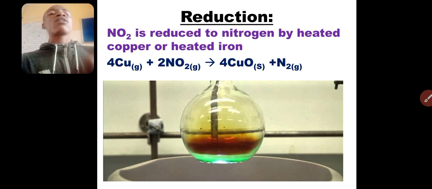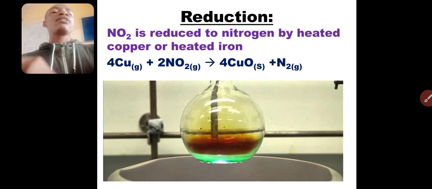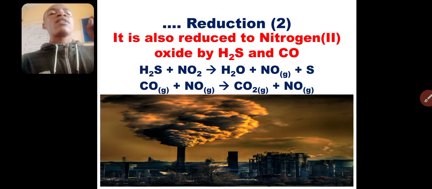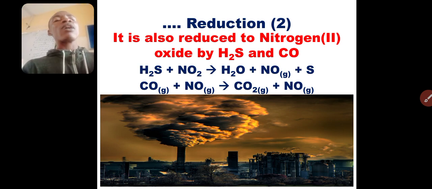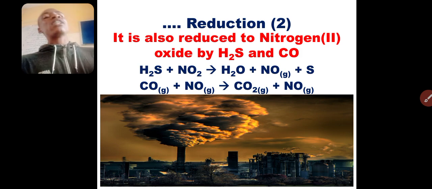NO2 is reduced to nitrogen when heated with copper or iron. As you can see, the equation 4Cu plus 2NO2 gives us 4CuO plus N2 gas. It can also be reduced to NO if it is reacted with hydrogen sulfide or carbon monoxide. As you can see here, H2S plus NO2 gives us water plus NO plus sulfur. So the H2S is oxidized to sulfur, the NO2 is reduced to NO, and water is also produced alongside.